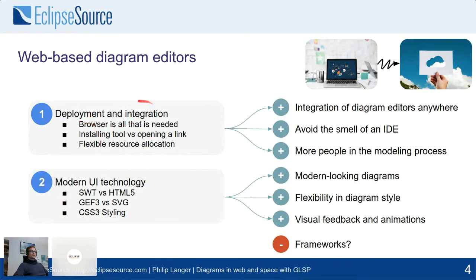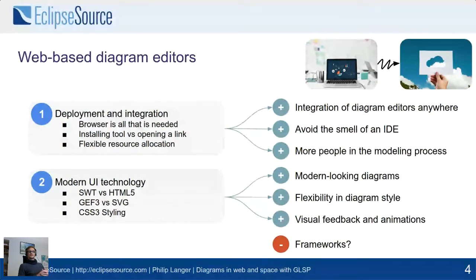The first is deployment and integration. When you have a web-based or cloud-based deployment model, a browser is all you need, so you don't need to install anything on the users' machines. And you have a really flexible resource allocation. For instance, users who do very hard computation can get more resources very easily and dynamically assigned than others. And this deployment and integration advantage allows you to integrate diagram editors virtually anywhere in any existing application by embedding a browser, or maybe the application is already browser-based and it's even easier.